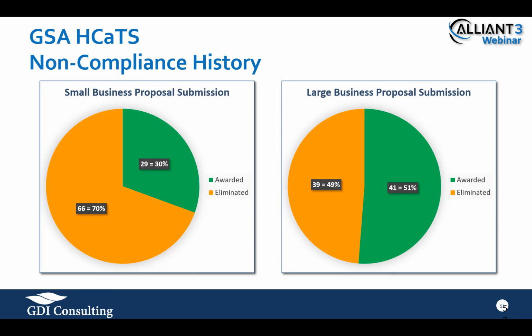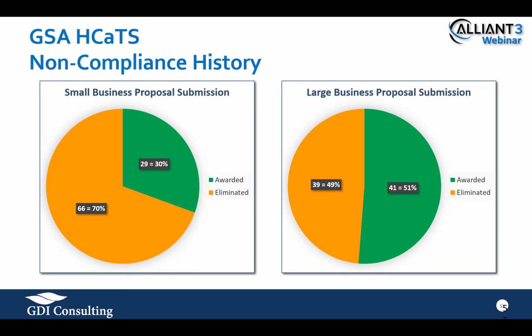You can see how important compliance is from this. I got some offer submission results for the HCAS, which is another type of self-scoring a few years ago. The orange ones are the ones that were put aside due to non-compliance. So you can see for the small business submission, 70% were put aside because they were found non-compliant. For large business, 49%, nearly 50% were put aside due to non-compliance.